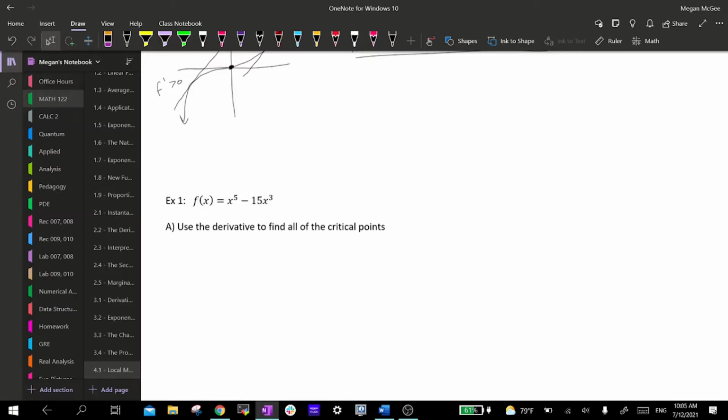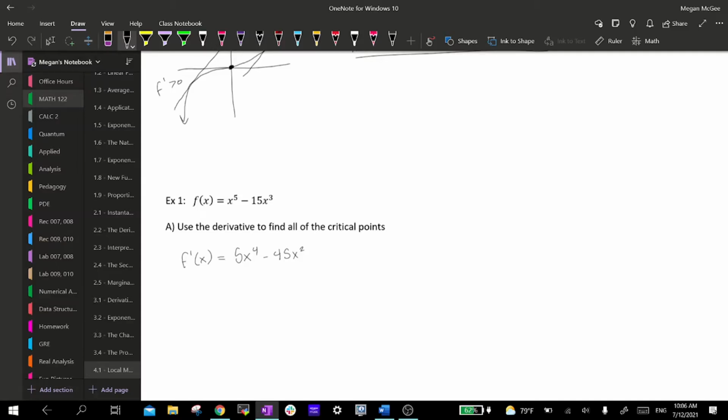All right, so we have our function f of x is equal to x to the 5th minus 15x cubed. First, we need to take our derivative, f prime of x. I'm just going to go right for it. Hopefully we've had enough practice with derivatives by now. Again, if you ever need more of the intermediate steps, please send me an email and I'll be happy to work through it with you. But this derivative here is going to be 5x to the 4th minus 45x squared.